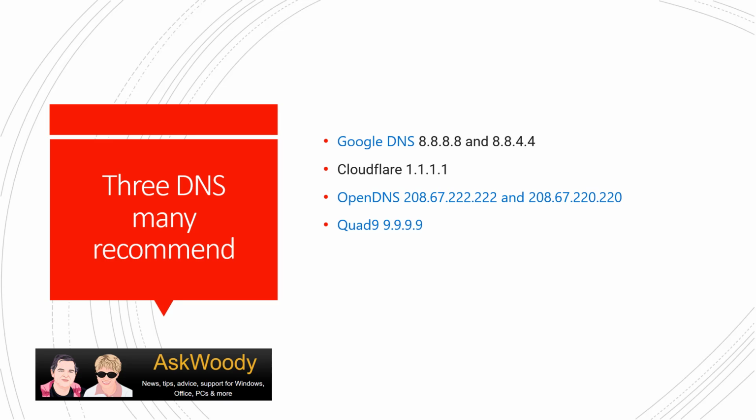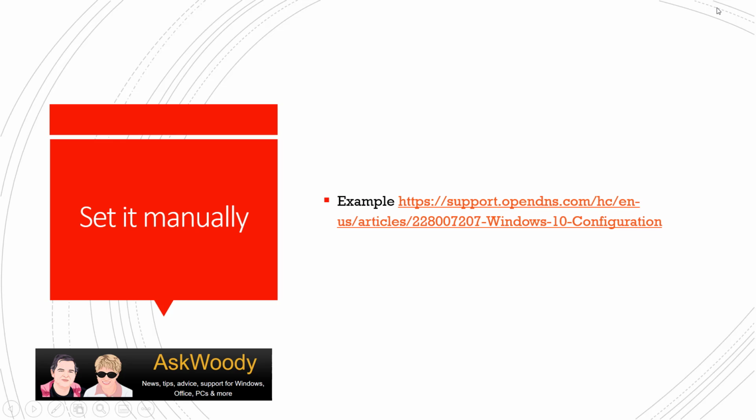There are many what's called public DNS services, and these are just a few of them out there. Google DNS, Cloudflare is one of them, OpenDNS, Quad9 DNS, and there are settings that you put in your network connection to basically say, get your information of where everything's located from this server. Again, you can set this up manually on your network connection, and the information is out there on the OpenDNS website, but I'll show you how to do it here.